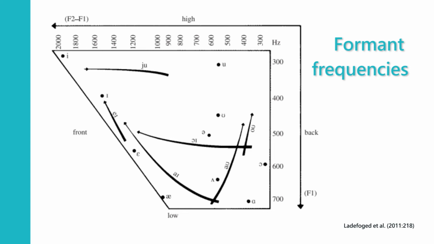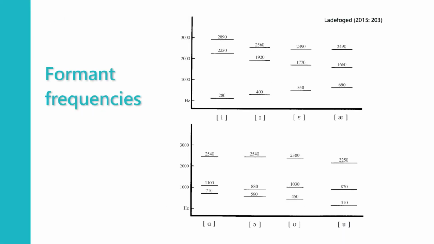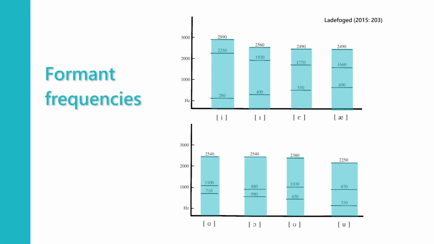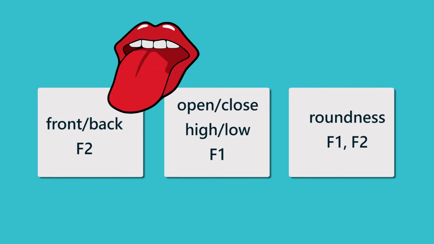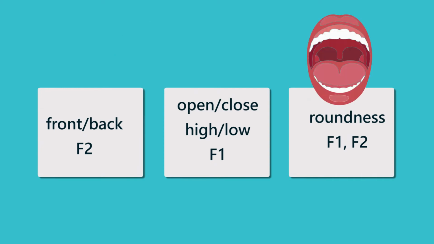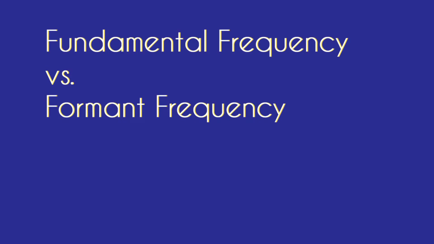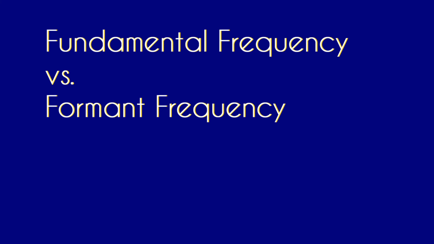You will say frequency. These three frequencies, the first three formant frequencies, define the three features of backness, height, rounding, which define every vowel. Of the three features that define every vowel, two have to do with the tongue, which is height and frontness or backness, and one has to do with the lips. Now, the purpose of this video was to compare formants and fundamentals.